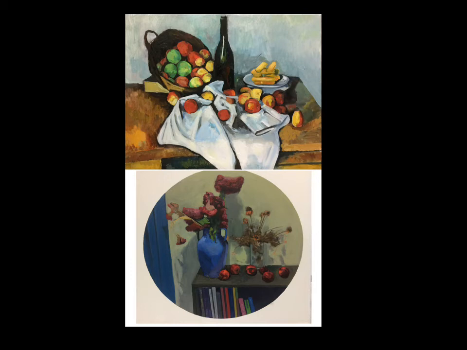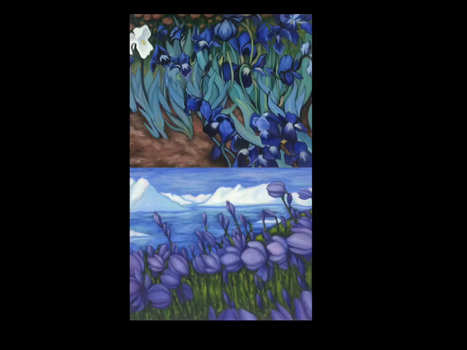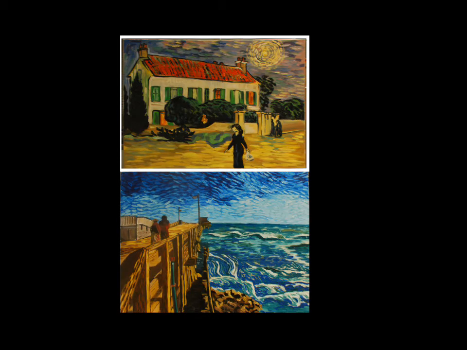So this is a Cezanne, and then this is the one that they interpreted. I had some nice examples from that this last semester also. This is a Van Gogh, and this is their interpretation. So you kind of get the idea.